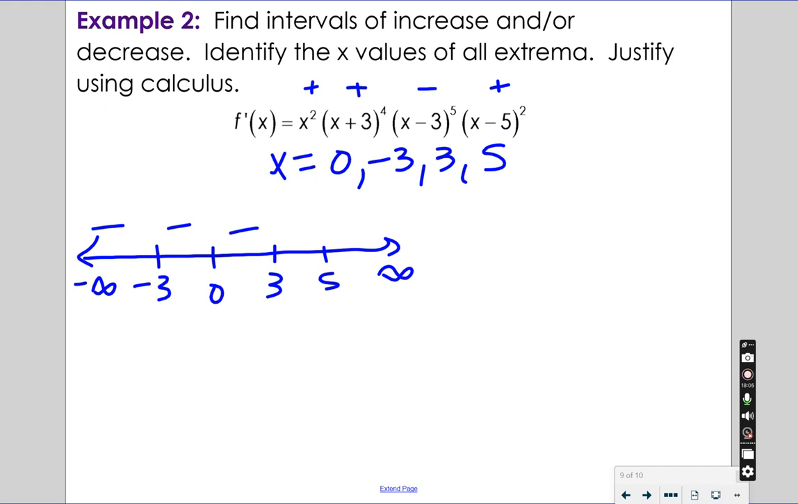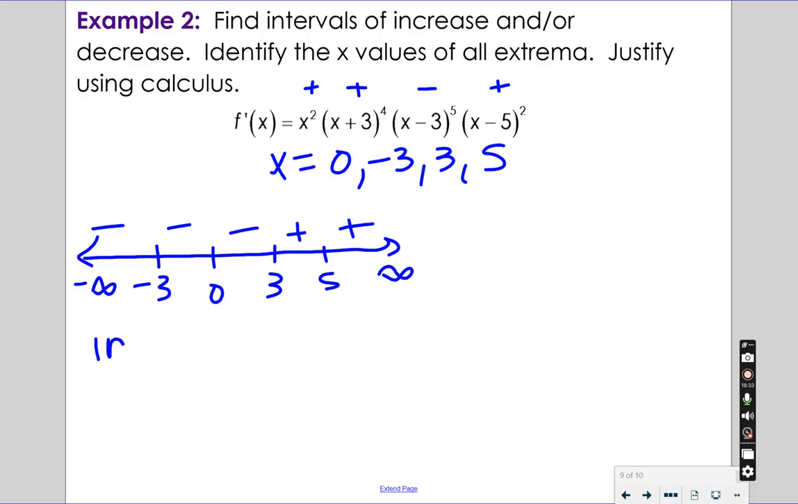What about at x equals 3? Negative or positive? Yep, it's x equals 3 is right here. The exponent is odd, so we're going to switch to positive. And what about at x equals 5? Are we going to stay positive or switch to negative? X minus 5 squared is going to stay positive. It's going to bounce.